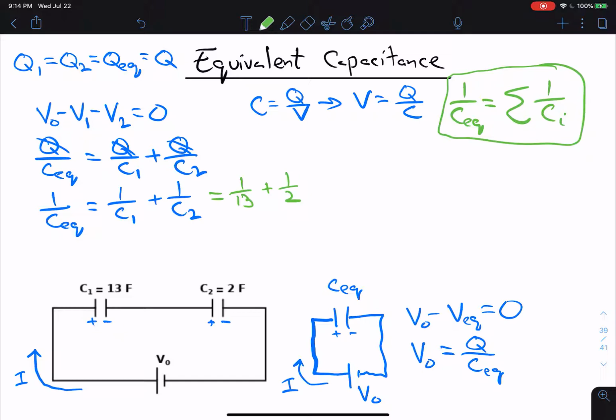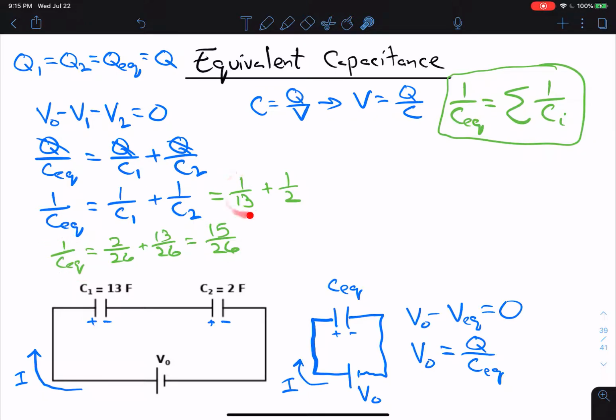I'm going to get the common denominator, which is 26. So I got 1 over CEQ equals, let's see, this is 2 over 26 plus 13 over 26, which is, of course, 15 over 26. This is not the answer. That's something I need to make very clear. This 15 over 26 is 1 over CEQ.